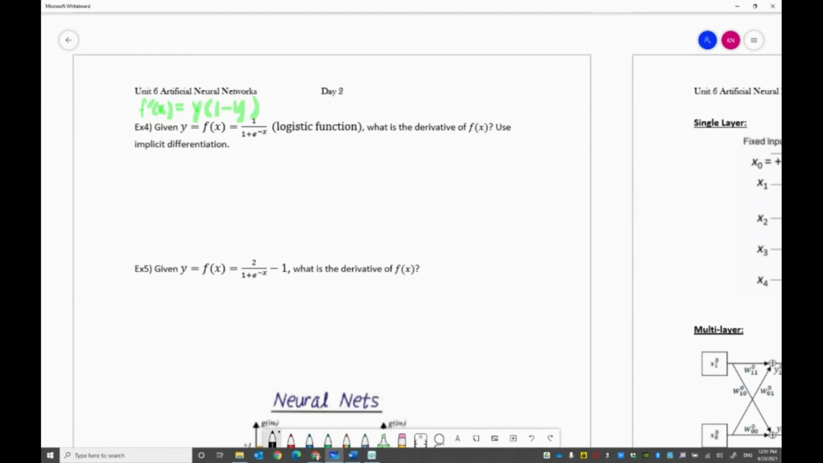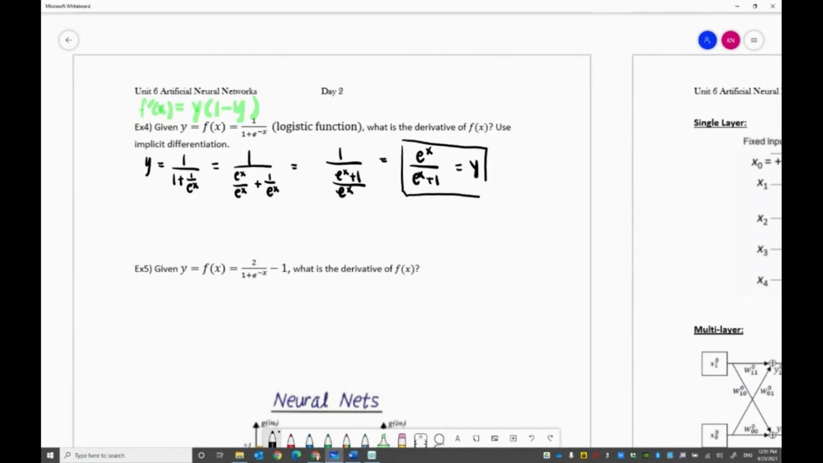I'm going to start, instead of using f of x, I'm going to use y equals 1 over 1 plus 1 over e to the x. Then 1 over 1 is e to the x over e to the x, plus 1 over e to the x. Then flip, so e to the x over e to the x plus 1 equals y. So I'm going to remember this because I want to write my answer only in terms of y.